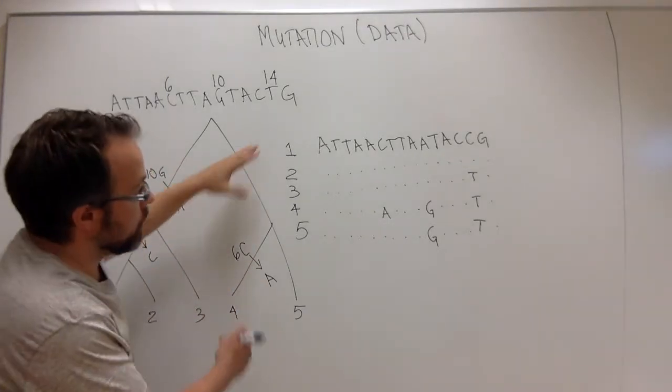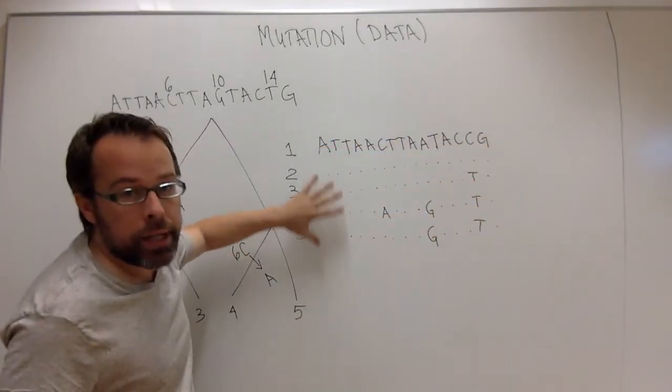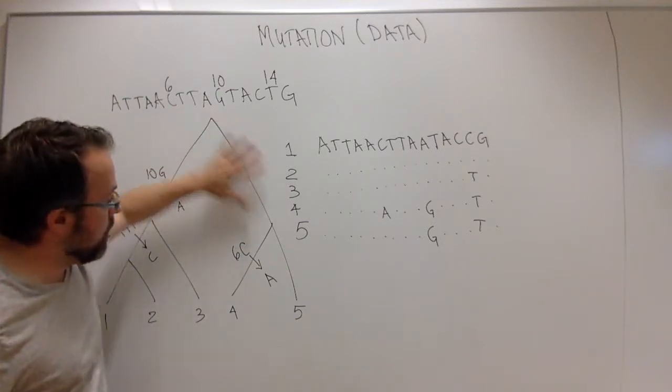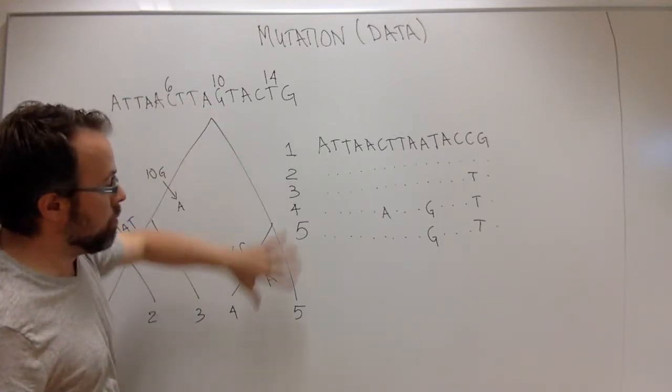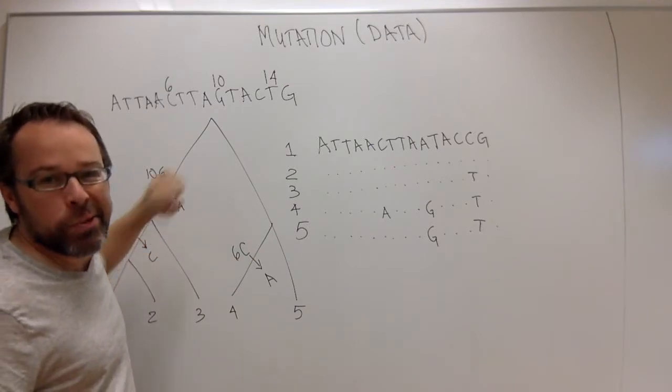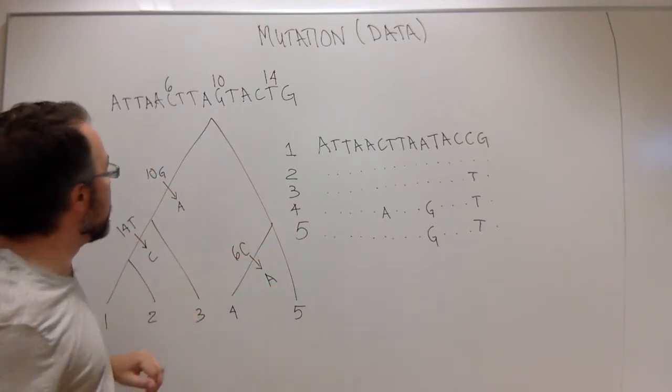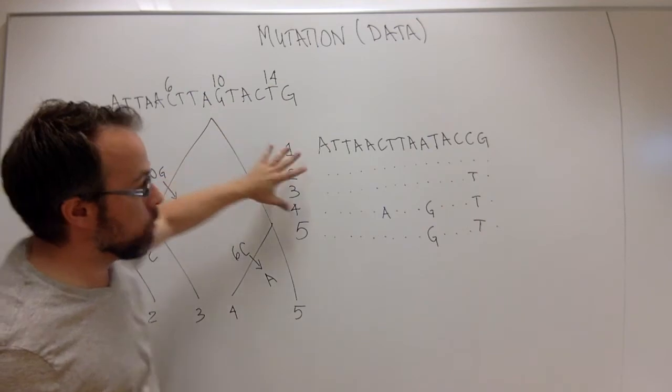Okay, so this is how we're going to encounter the data, but what we're going to be working on is looking at the distribution of tree lengths and mutational positions that can give rise to this data.